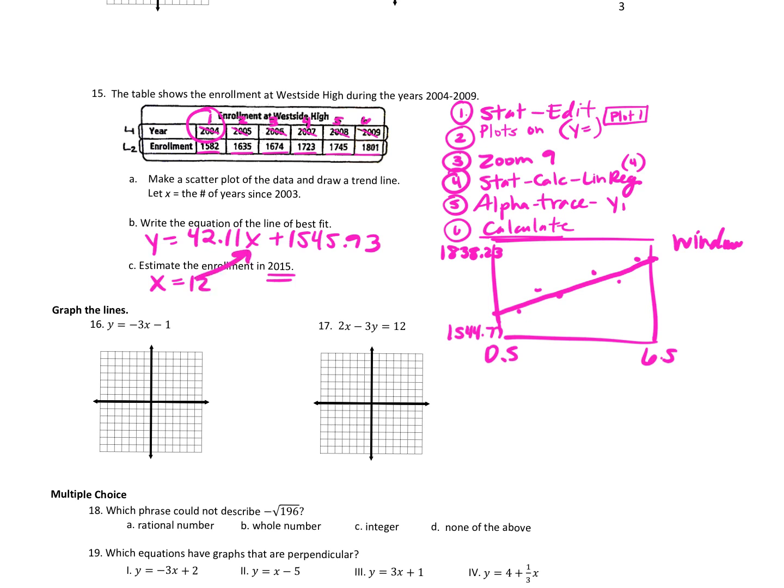So you're going to plug a 12 in here, and that gets you 42.11 times 12 plus 1545.93, which equals 2051.25. So the enrollment would be about 2051 people for that one.